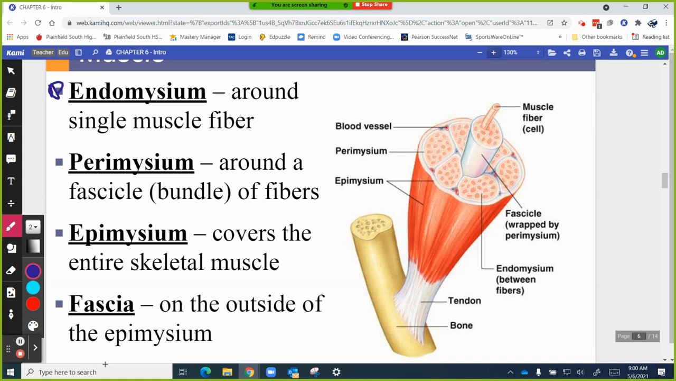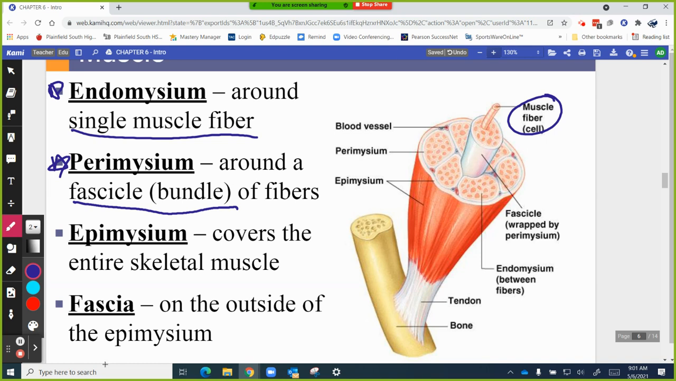All right. This is what actually wraps around a single muscle fiber. Okay. So you can see this is the single fiber here. And that would be endomysium that kind of wraps around the outside of it. The next one is perimysium. All right. That actually wraps around what's called a fascicle or a bundle of those fibers.